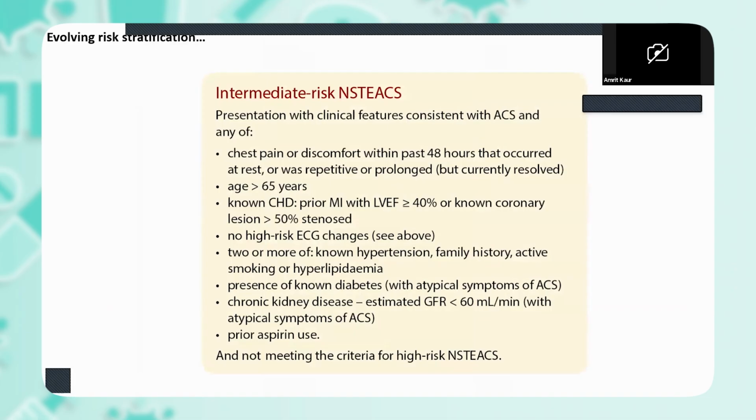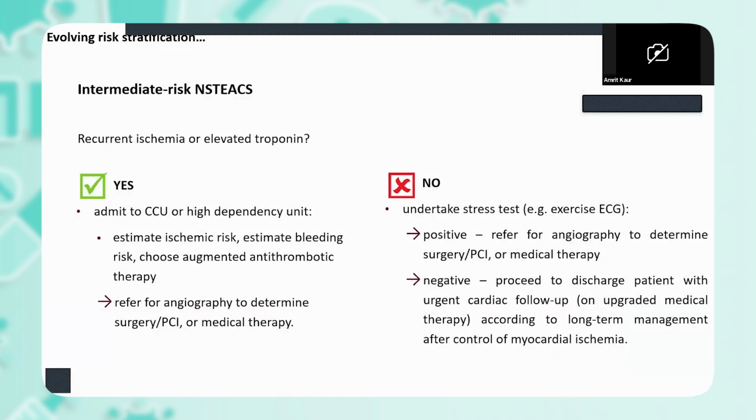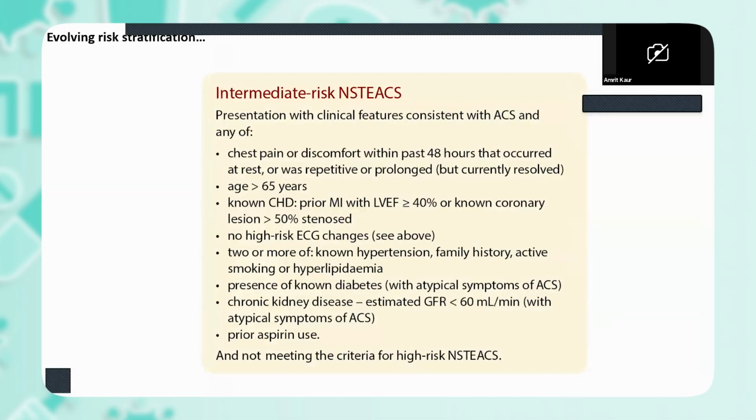They are defined as those who do not have criteria for high risk, but they still have certain intermediate risk factors like hypertension. I'm sorry, I'm not sure why this slide is moving. But they have certain risk factors like hypertension, previous MI, but with an ejection fraction of more than 40%. Their chest discomfort happened, but it has stopped. But it did happen within the past 48 hours. They are elderly patients. These all are intermediate patients.